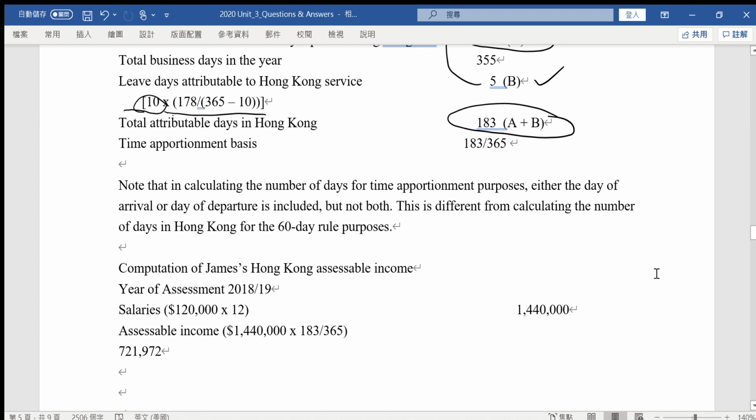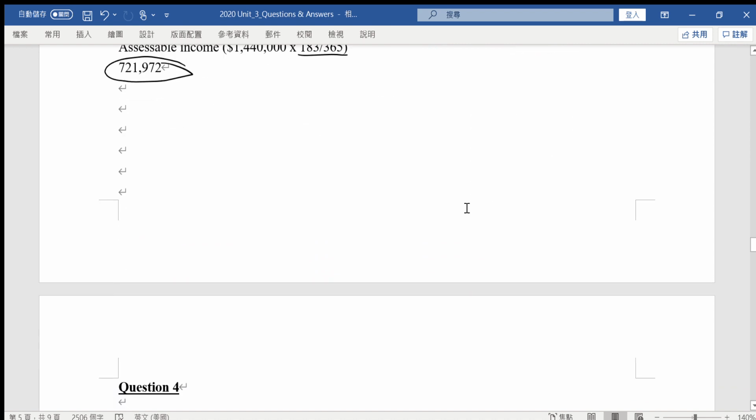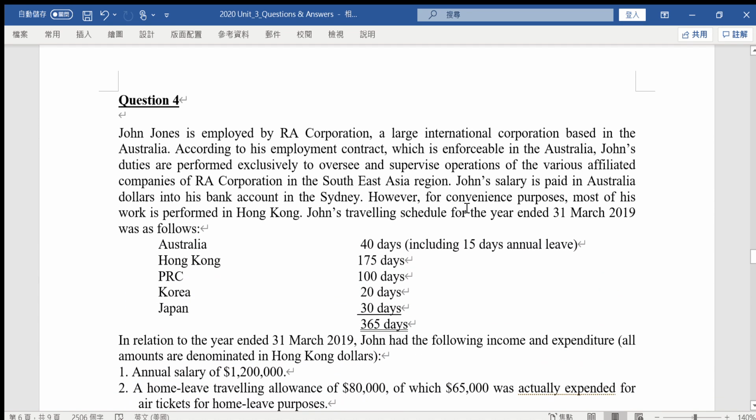According to that, Mr. James Bond has a total salary of 1,440,000. Okay, with the time apportionment approach, the amount will be divided by 365, and finally the amount will be 721,972, the assessable income. Okay, and we go to the fourth one, not the second one.